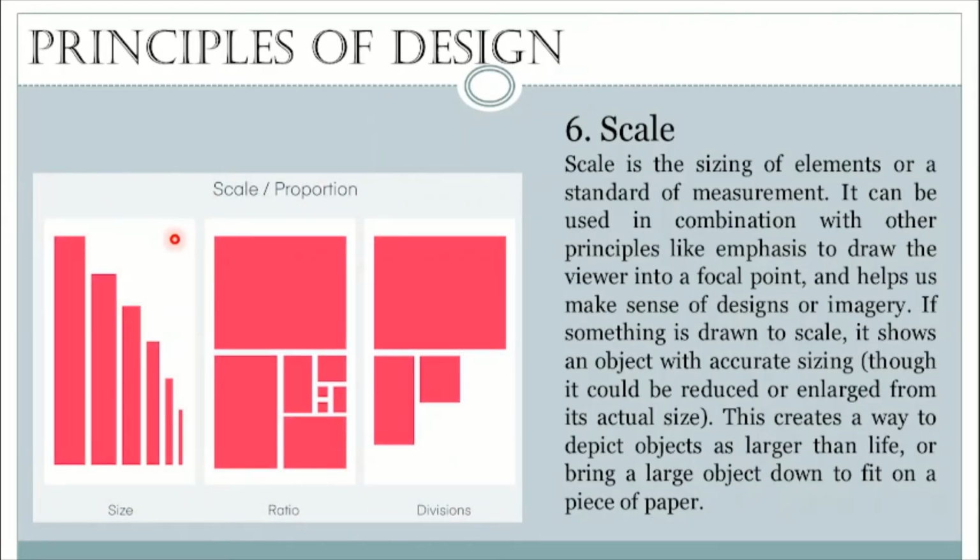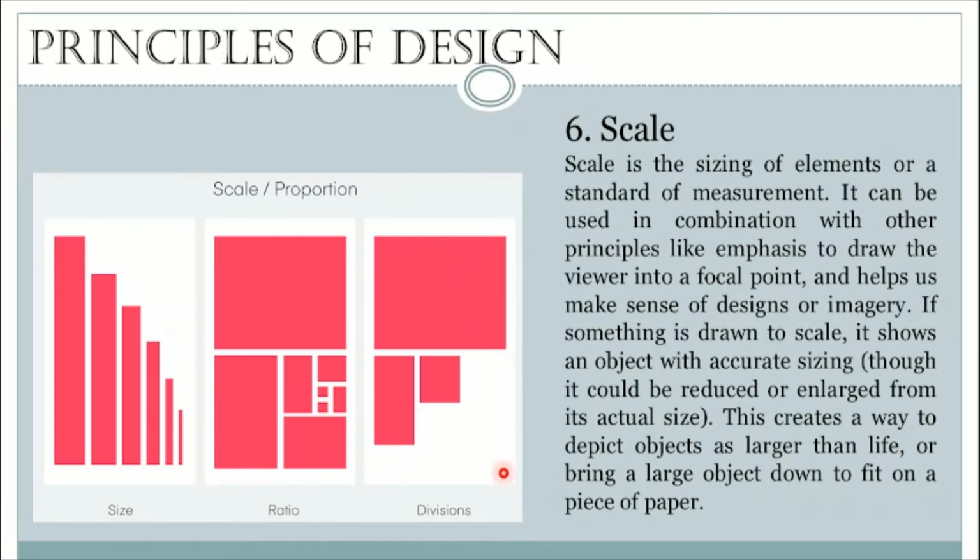This is an example of scale and proportion. The scale and proportion can be shown through size, the ratio, or the divisions as well. In the first image, you can see the bars of various sizes and thickness. The longer one, the smaller one, the thicker one, the thinner ones. Then comes the ratio. These are all rectangles, but they are all of different ratio, the proportion as well. The larger one, the smaller ones, the even smaller ones.